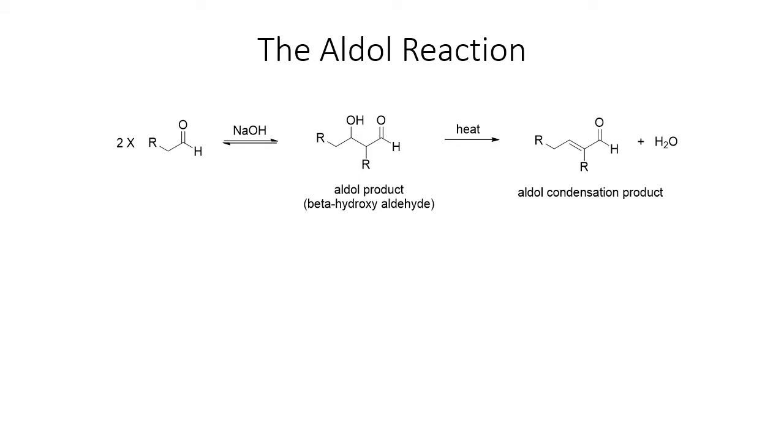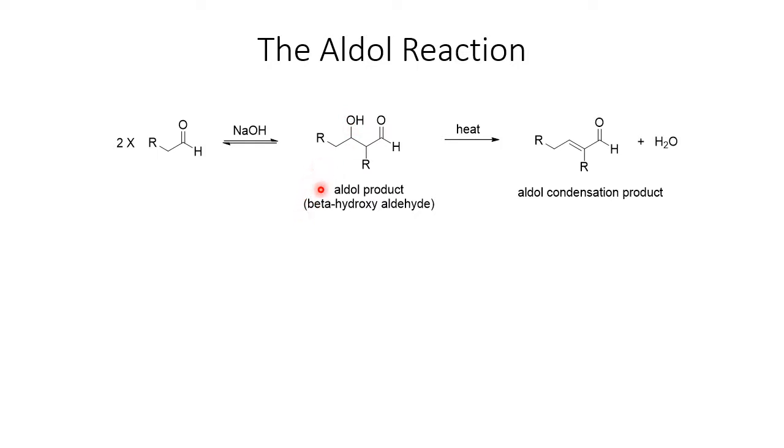The Aldol reaction can be broken down into two separate steps. First, starting with two aldehydes, we treat them with sodium hydroxide. Ultimately, they are going to react with one another and create this product, which is known as the aldol product. This is also known as a beta-hydroxyaldehyde because if we focus on the aldehyde here, we have the alpha carbon, then the beta carbon, and there's a hydroxyl group on the beta carbon. So that's where this term comes from.